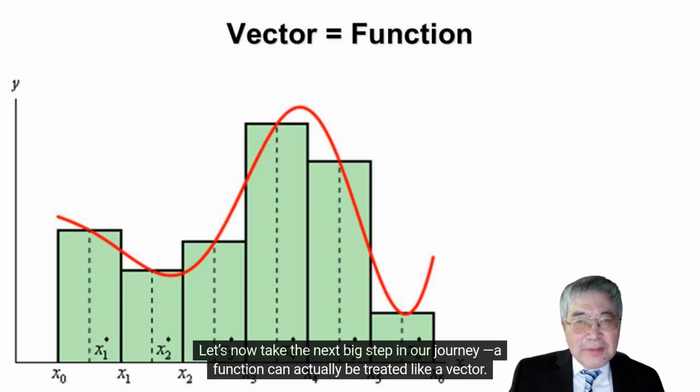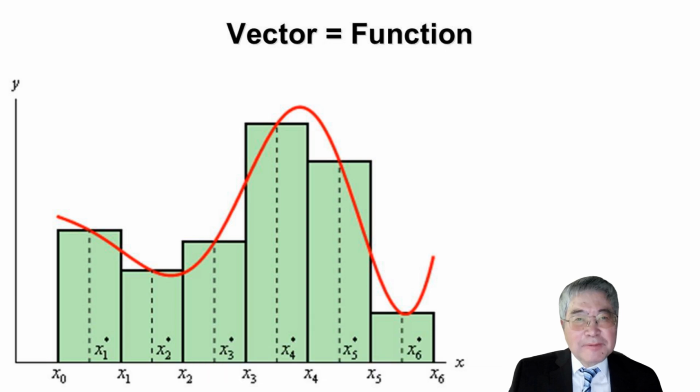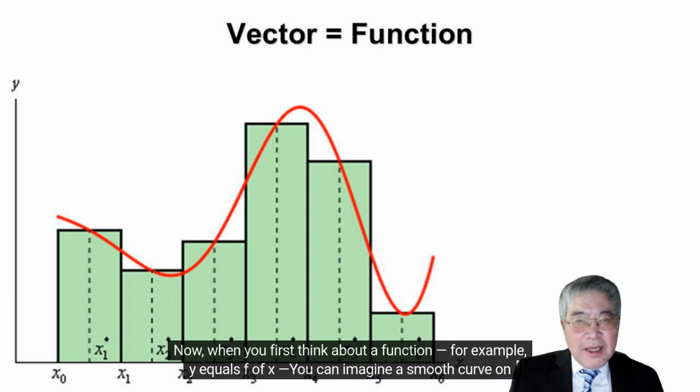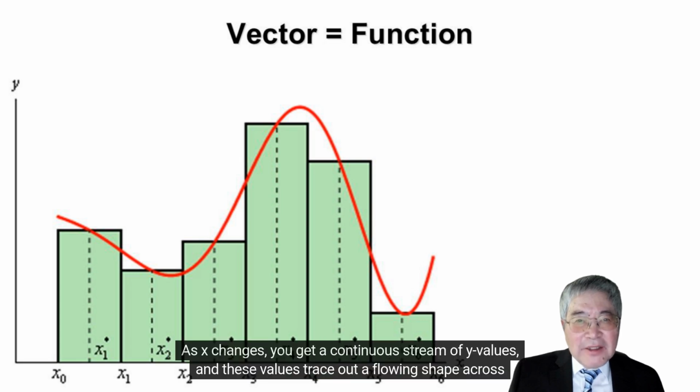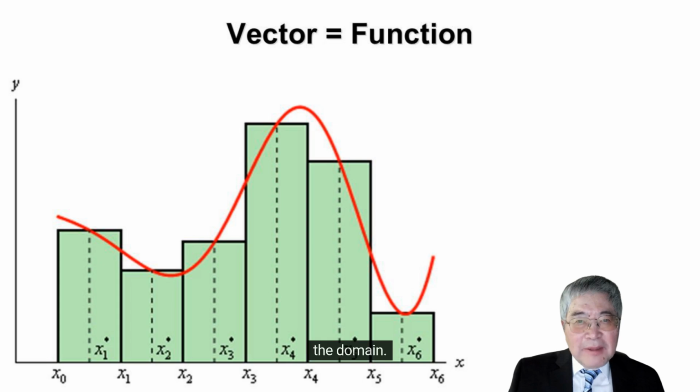Let's now take the next big step in our journey. A function can actually be treated like a vector. Now, when you first think about a function, for example, y equals f(x), you can imagine a smooth curve on a graph. As x changes, you get a continuous stream of y values, and these values trace out a flowing shape across the domain. That's the classical view, a function as a curve.